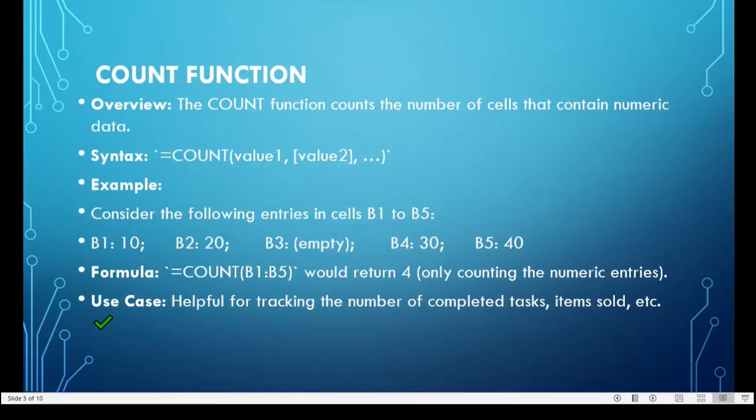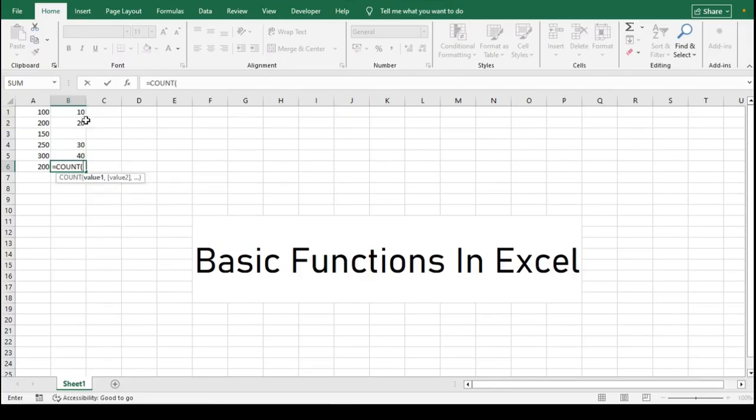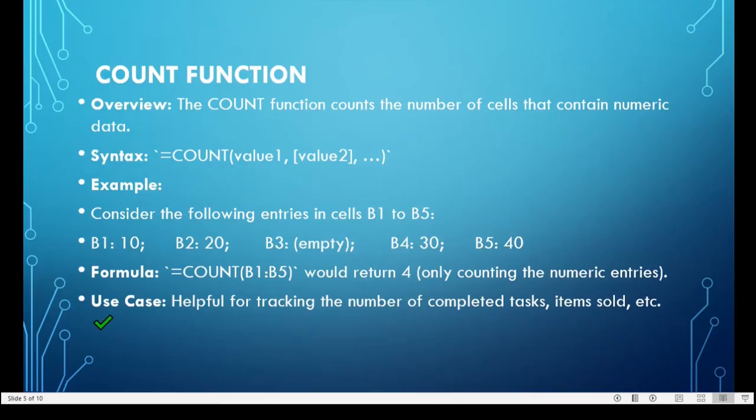The count function. The count function counts the number of cells that contain numeric data, providing insight into a dataset. The syntax for the count function is =COUNT followed by value 1 and additional values in parentheses. Consider the following entries in cells B1 to B5. If B1 equals 10, B2 equals 20, B3 is empty, B4 equals 30, and B5 equals 40, the formula =COUNT(B1:B5) would return 4, counting only the numeric entries. This function is helpful for tracking the number of completed tasks or items sold.